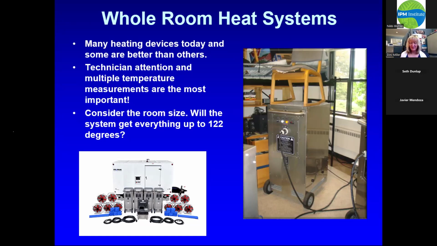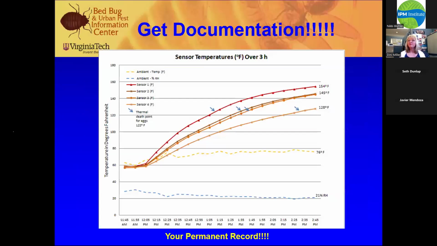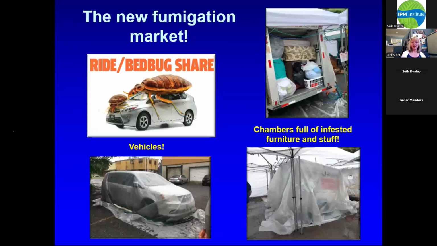122 degrees, not just the air temperature. It's got to be the deep cracks and crevices. And what you want is documentation from your pest control company if they come in and do a heat treatment, so that they can show you they measured all of these temperatures and that every location got up to 122 degrees. Otherwise, it's very hard to say what you're getting for your money.